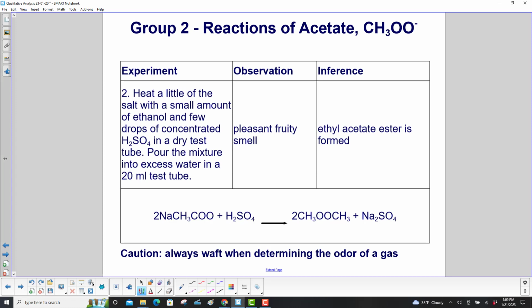2. Heat a little of the salt with a small amount of ethanol and a few drops of concentrated sulfuric acid in a dry test tube. Pour the mixture into excess water in a 20 milliliter test tube. The observation: if it's a pleasant fruity smell, then the inference is ethyl acetate ester is formed. Caution, always waft when determining the odor of a gas.